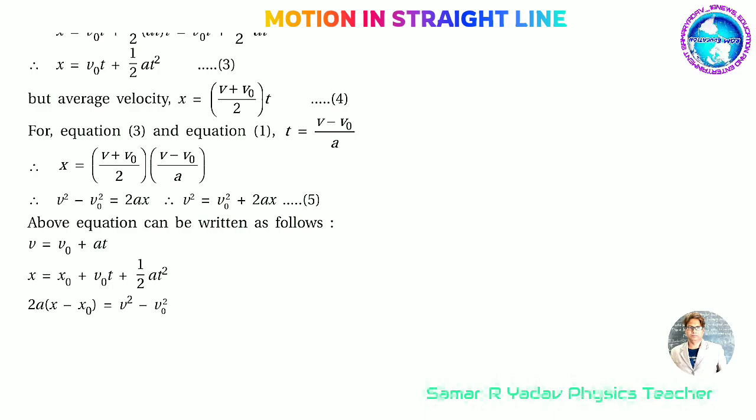The above equations can be written as follows: v is equal to v0 plus at, x is equal to x0 plus v0t plus 1/2 at square, and the last, 2a (x minus x0) is equal to v square minus v0 square.